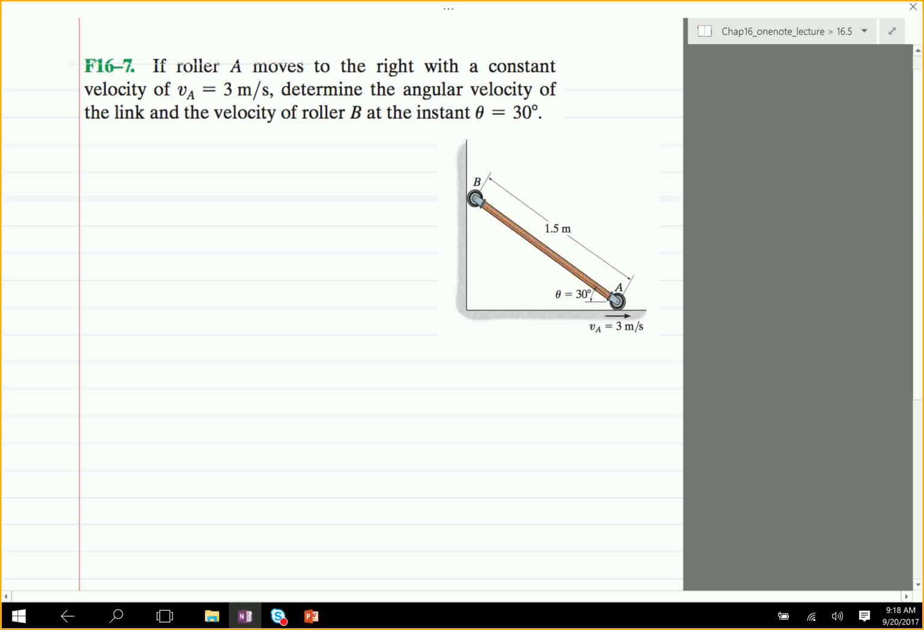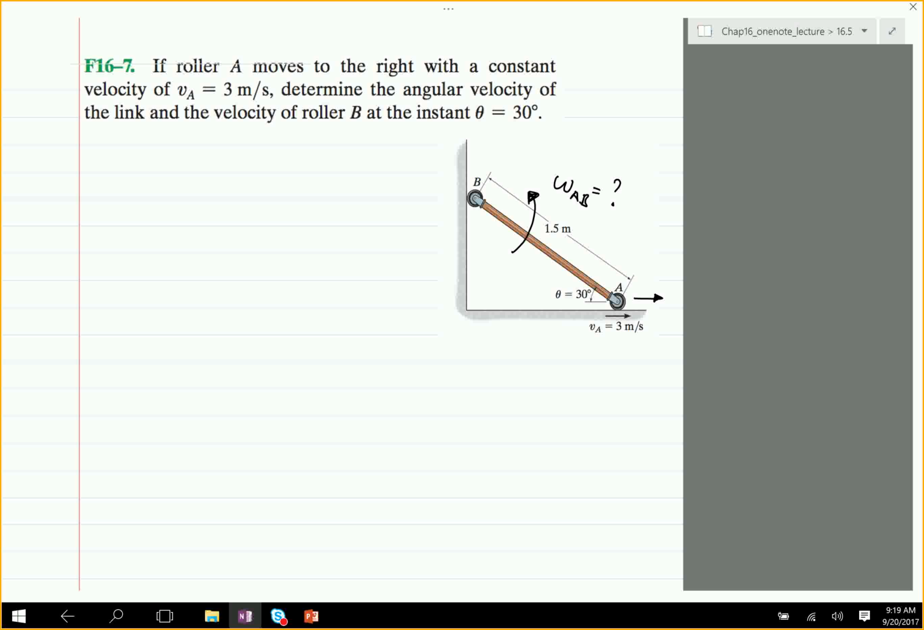Okay, so the roller A moves to the right with a constant velocity, let's call that VA. They have already shown it. Determine the angular velocity of the link, which is this. Let's call that omega AB, and it's an unknown. Look, I've assumed the direction to be counterclockwise. That's okay, you could assume it to be clockwise or counterclockwise, up to you. When you solve the problem, the sign will come out the right way, and it'll tell you if it's negative or positive. So you could choose either way.